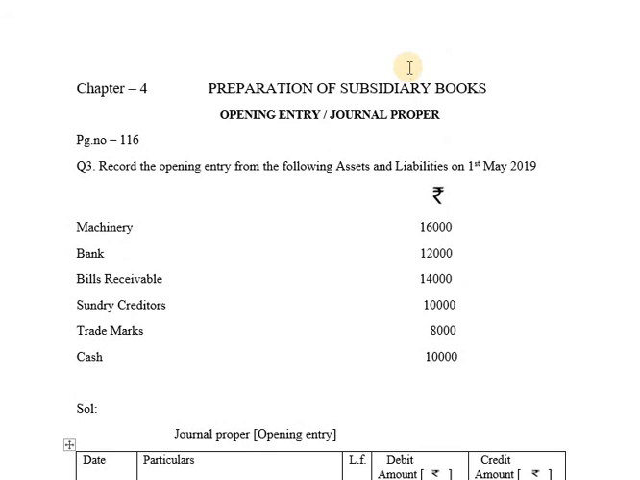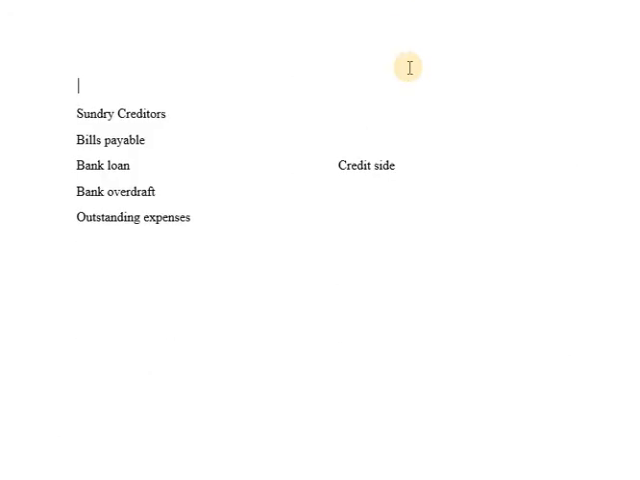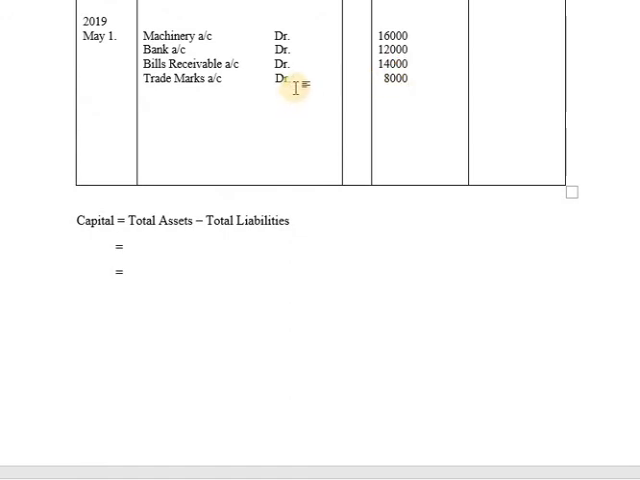Next, after trademarks we have cash. Cash is also not among those 5 names. So cash 10,000 will also be recorded on debit side. Cash account debit, 10,000.